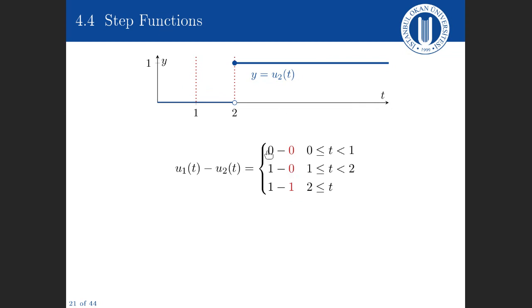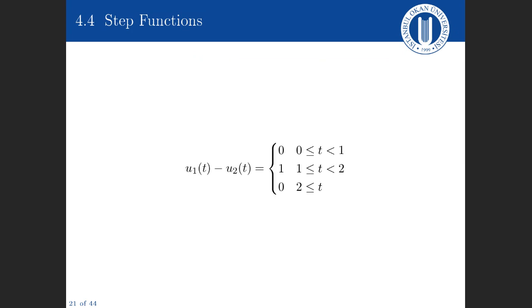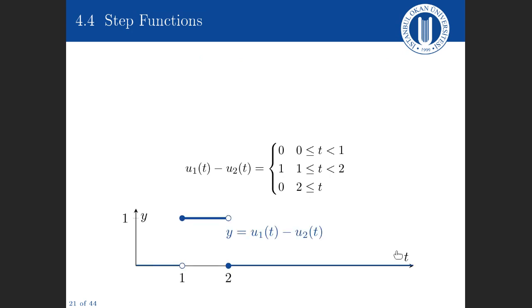So on the first interval, we get 0 minus 0. Of course, that's just 0. On the middle interval, we get 1 minus 0, 1. And on the right-hand interval, we get 1 minus 1. That's 0. We're asked to draw the graph of this function. So here it is. The graph is 0, and then the graph is 1, and then the graph is 0.